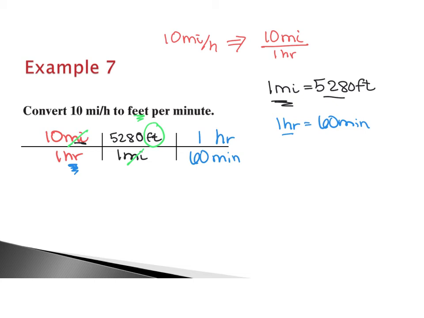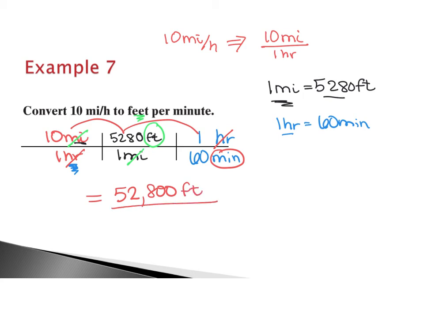So now what I'm going to do is multiply 10 times 5,280 times 1. Oh, and I did forget to cross out my hours here. So hours are going to cancel and I'm going to be left with my minutes. So 10 times 5,280 times 1 is going to give me 52,800. My unit is feet on the top.